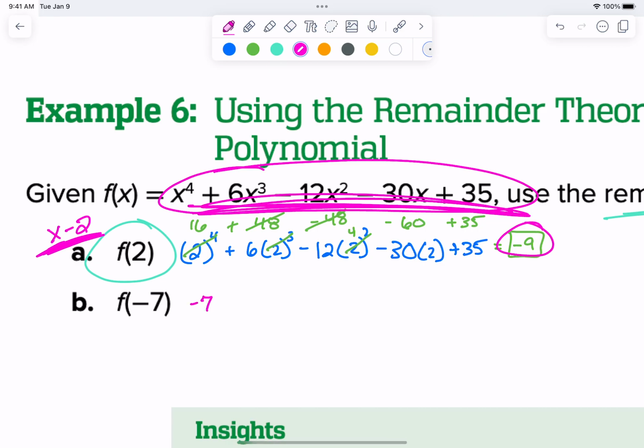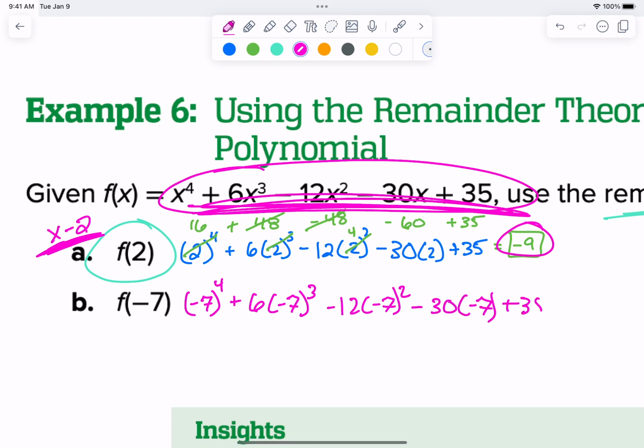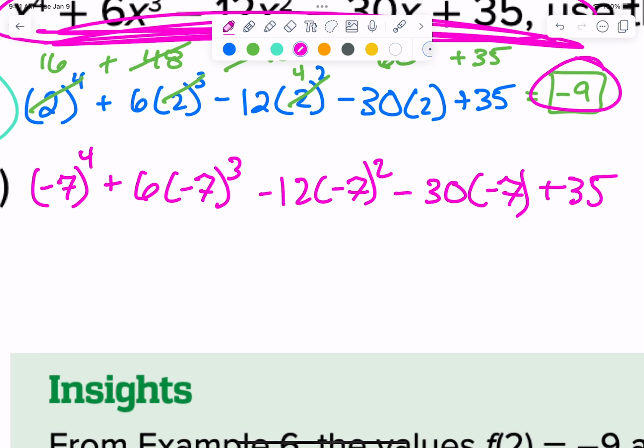Now plug in -7. You're going to have to type this whole thing in. It's negative 7 to the 4th, plus 6 times -7 to the 3rd, minus 12 times -7 squared, minus 30, plus 35. If you don't want to write it out, you don't have to. Type all of that stuff in and see what you get. I got a big number, which I don't think is right.